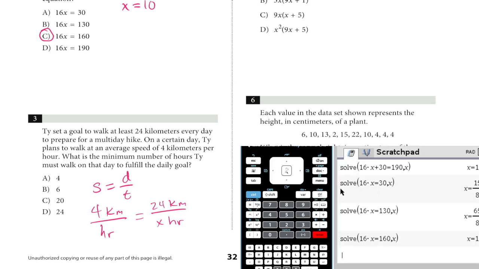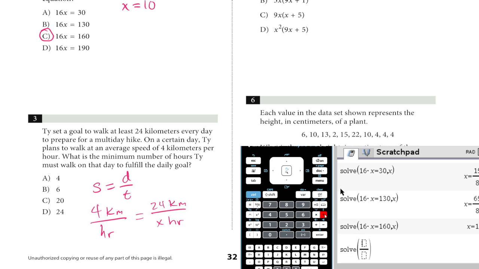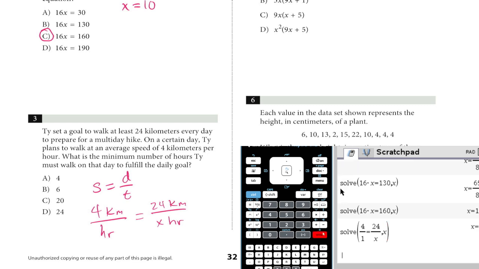So I can go menu 3, 1, control divide. So it's 4 over 1. I didn't write the 1, but I could. Equals, control divide, 24 over x, comma x. And we get x equals 6. The answer is B.